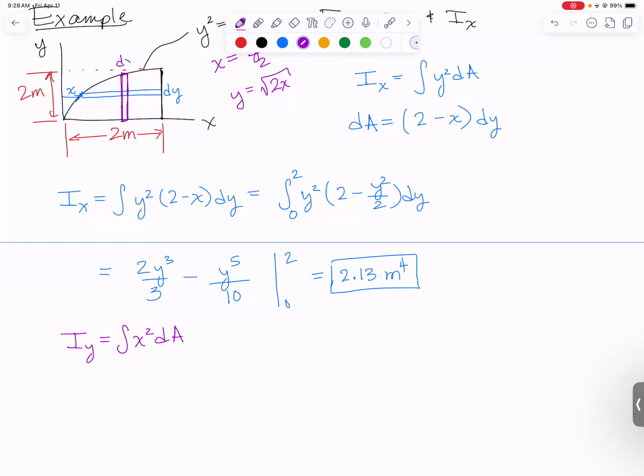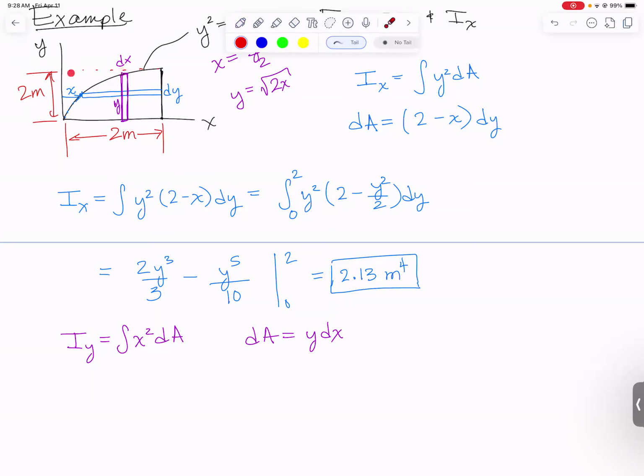So this has a width of dx. And how tall is it? Oh, it just goes from 0 up to the curve. So the height is just y. So this is a simpler dA. This dA is just going to be y dx. What if you accidentally did 2 minus y dx? Well, that'd be this little piece up here.